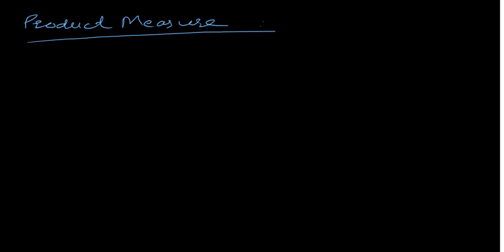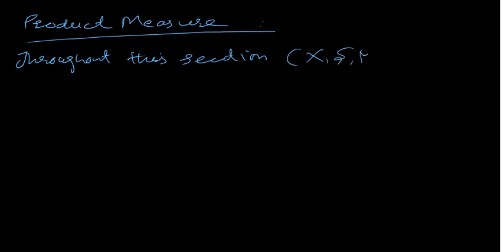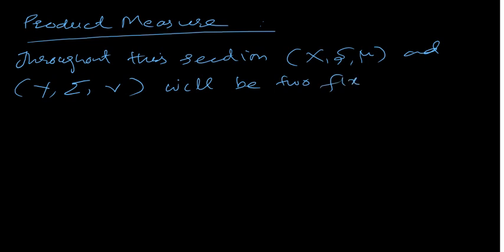Throughout this section, (X, S, mu) and (Y, sigma, nu) will be two fixed measure spaces.